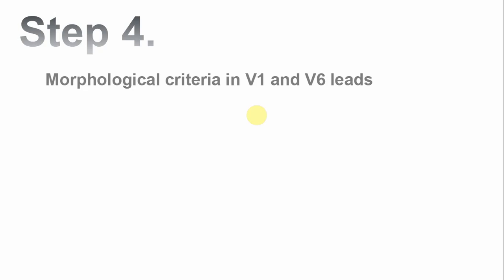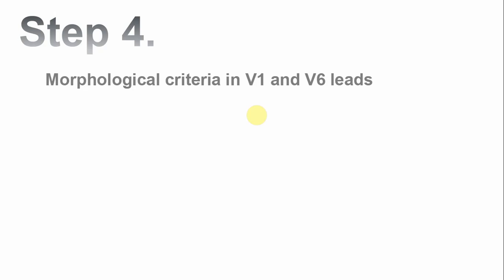In V6, there can be three morphology patterns. Number 1. The presence of QS wave, which means a completely negative wave in V6. Number 2. The RS ratio is less than 1, which means a smaller R wave and deeper S wave in V6 is suggestive of VT. I know it's complicated. But if you watch this video a few times, you will be able to understand the concept very well. Spaced repetition is the key to success.